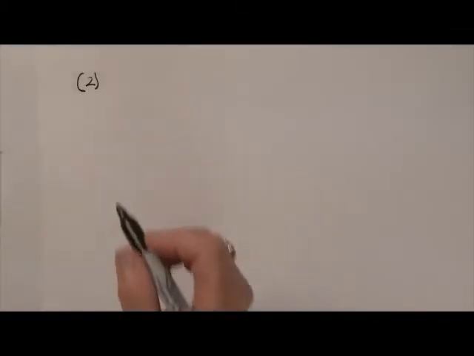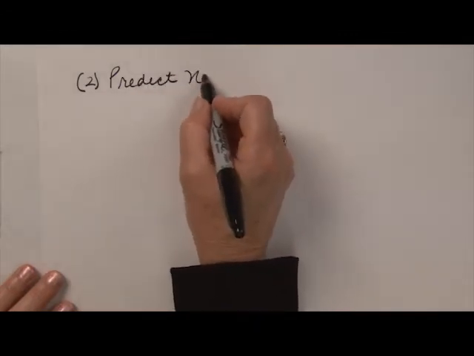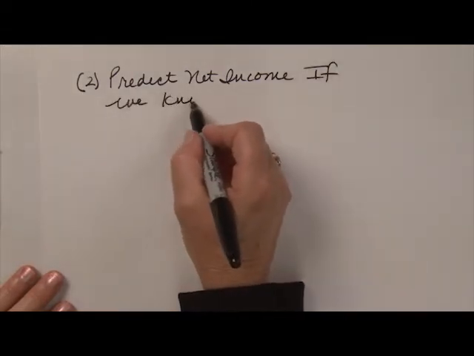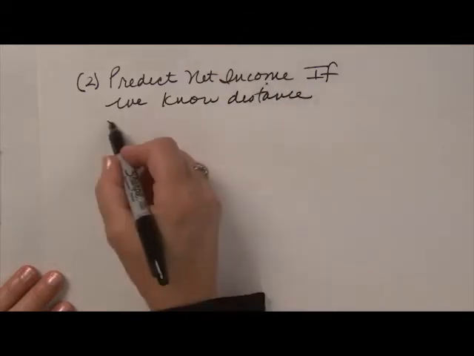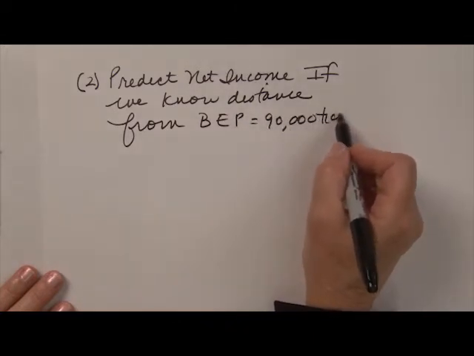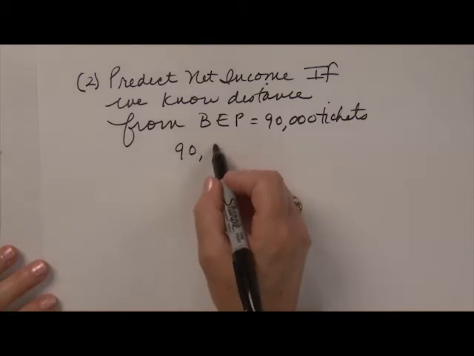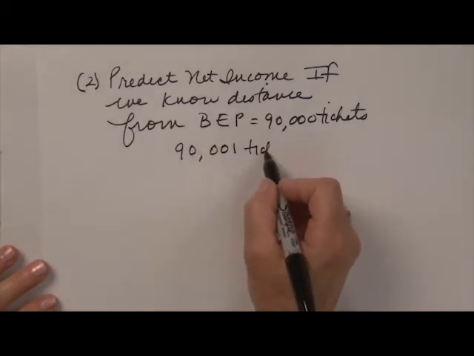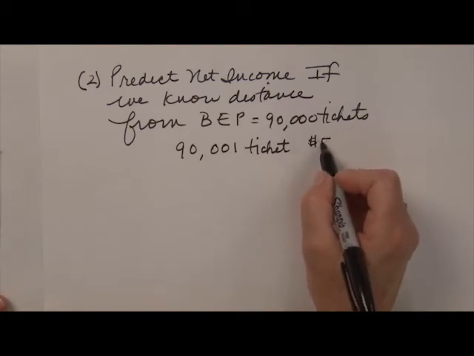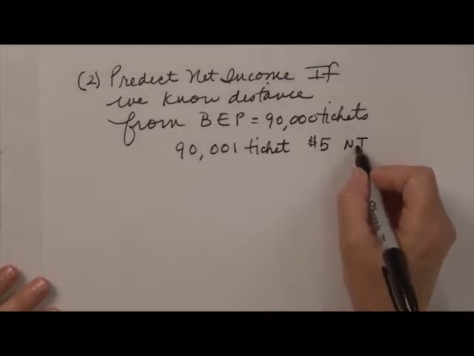The second type of problem is a what-if type of problem, because we should be able to predict net income if we know the distance from the break-even point. And our break-even point was 90,000 tickets. For example, what would happen if we sold 90,001 tickets, or 1 ticket past the break-even? Then we would say that we are contributing $5. That's 1 unit's contribution margin past the break-even, and this would be our net income.